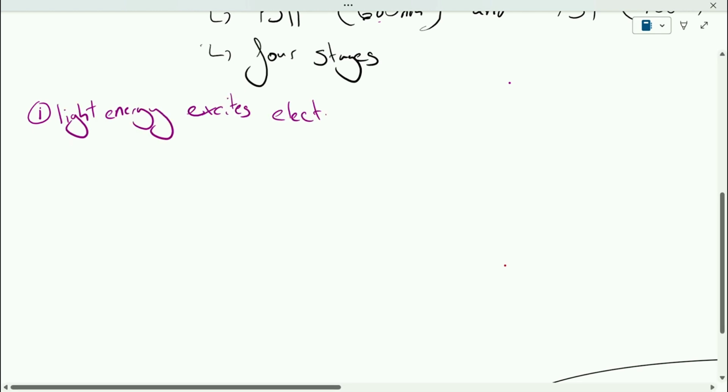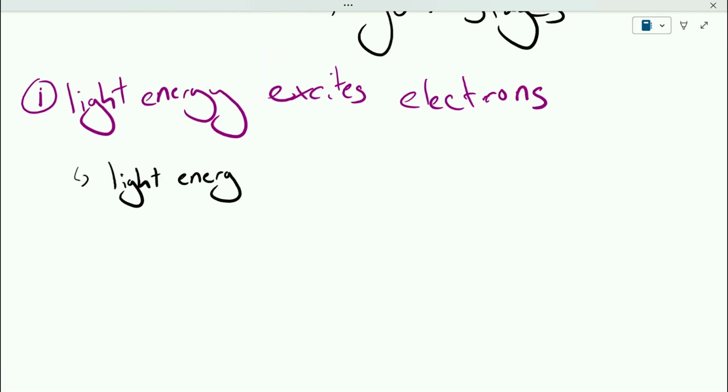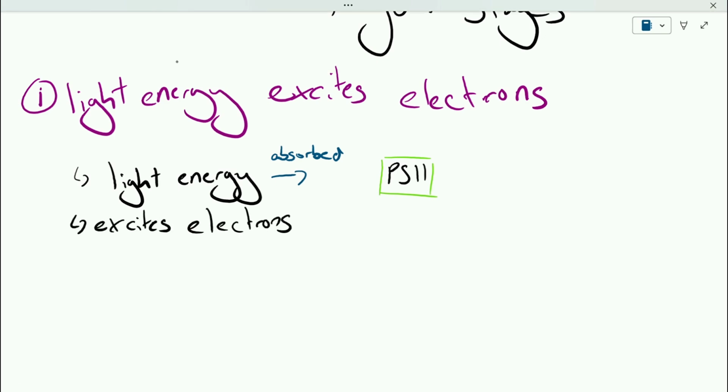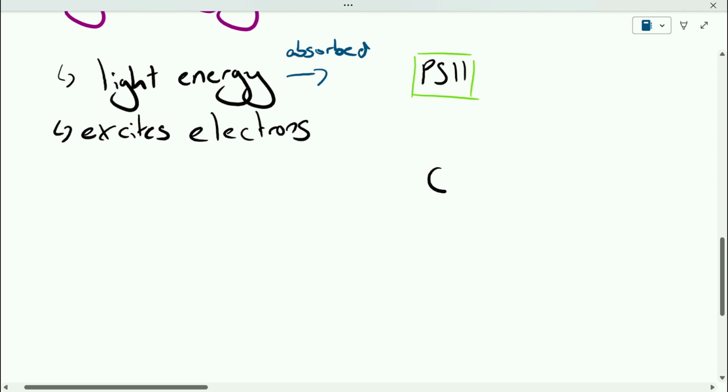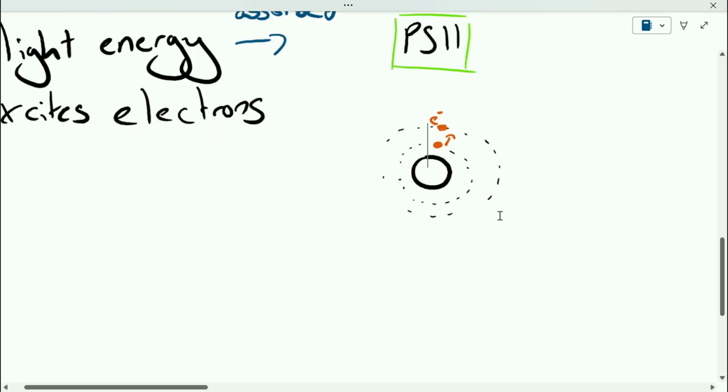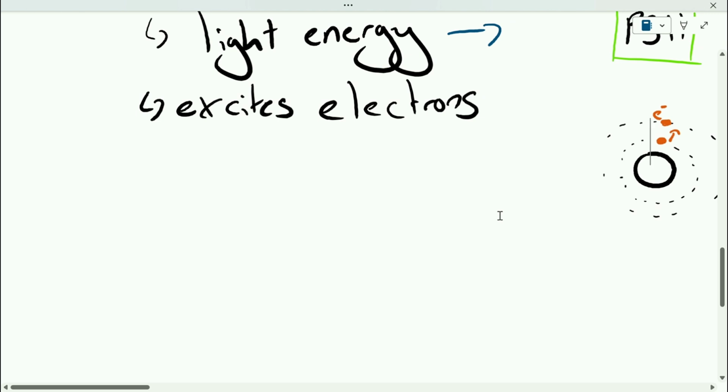Firstly, light energy excites electrons. So chlorophyll A and B in photosystem 2 absorb light energy, which in turn excites electrons. If we look at the diagram, an electron is excited when it moves up an energy level in the atom, so it moves up an electron shell. These excited or higher energy electrons move along the electron transport chain to PS1.